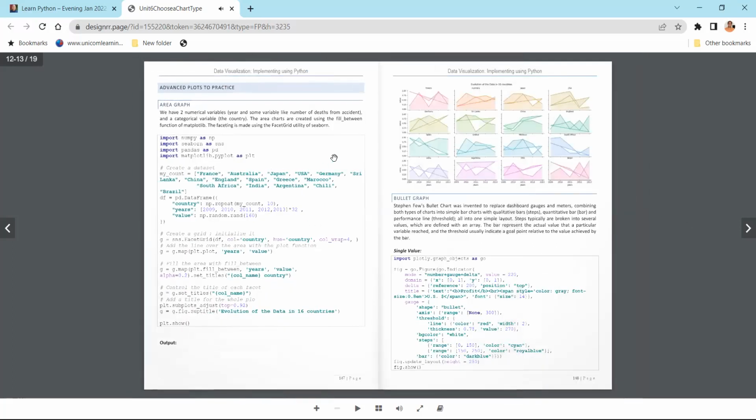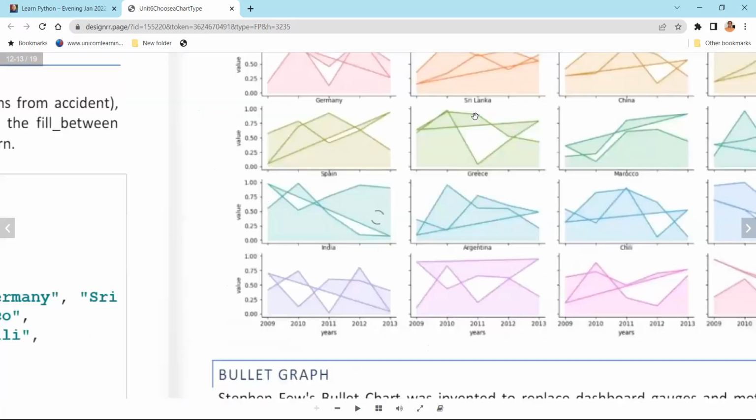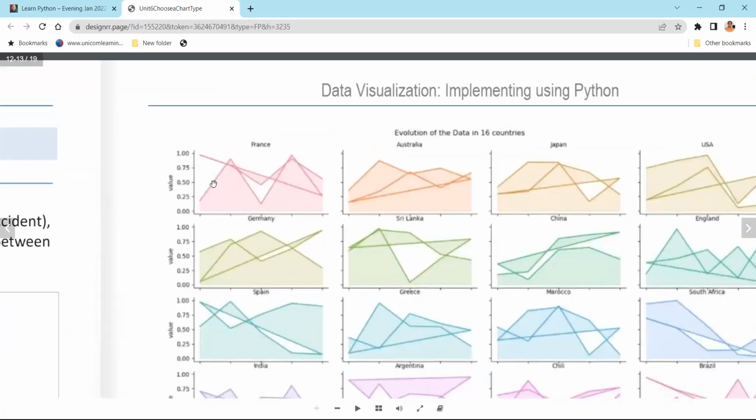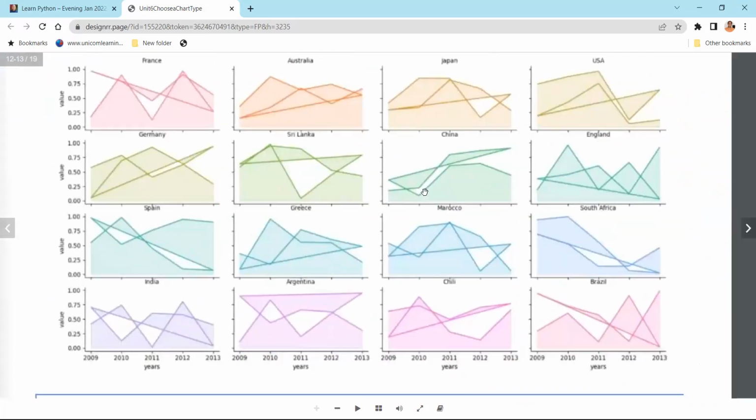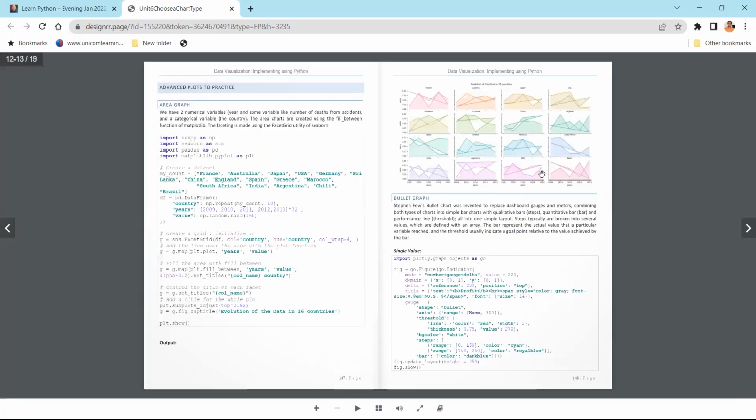Okay. Then there are some advanced plots. So what you see here is a line graph, but you have multiple line graphs in one graph. So if you have multiple values to show, you can draw such graphs. This is like a basic graph, but with multiple values in one, right? So, this is one type of graph.